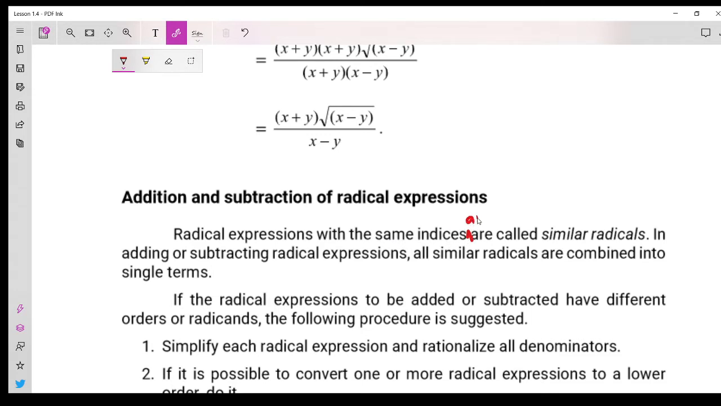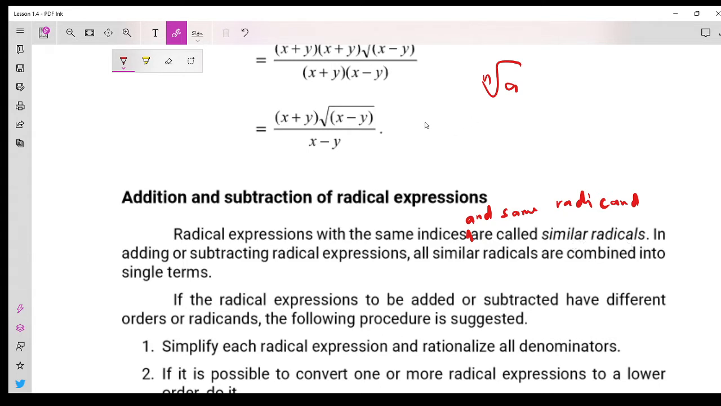Same indices and same radicand. When you say radicand, in the nth root of A, the A inside is called the radicand. Radical expressions with the same indices and the same radicand are called similar radicals.